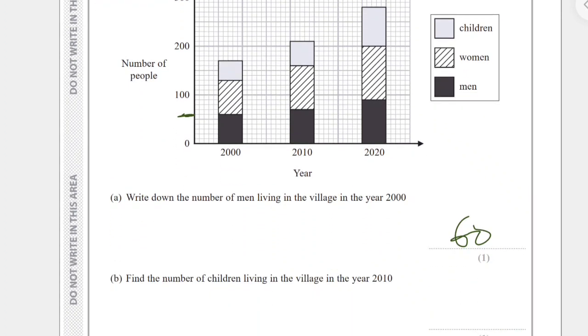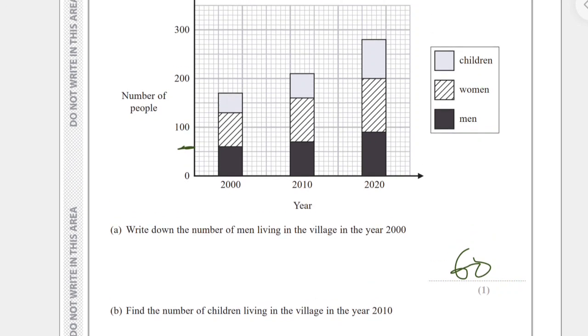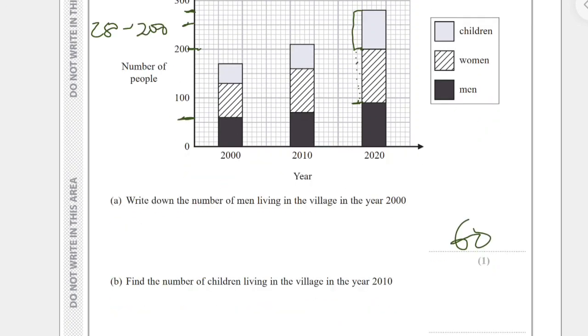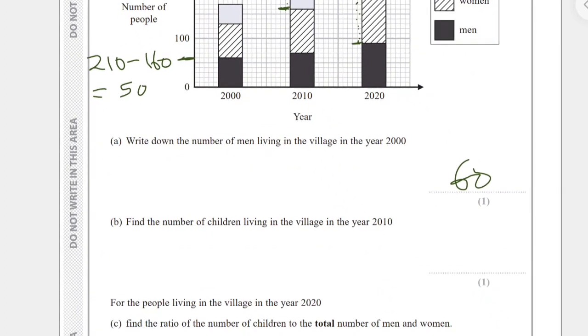Find the number of children living in the village in the year 2010. So this is 160, and this is 210. We count 10, 20, 30, 40, 50. Or we do 210 minus 160, which equals 50 children. So this is 50 children.